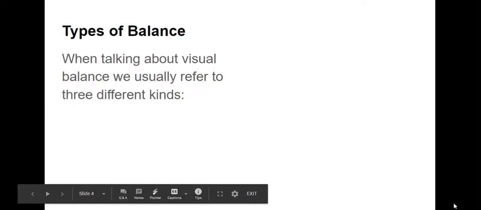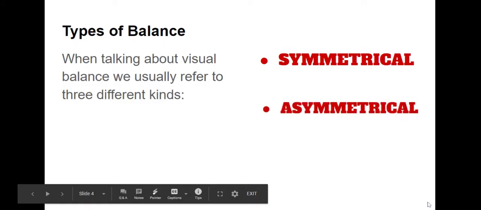So there are three main types of balance that we refer to when we're looking at artworks. The first is symmetrical, the second is asymmetrical, and the last is radial.